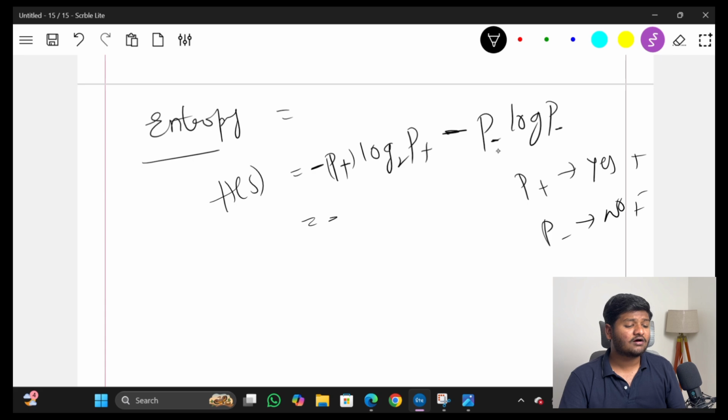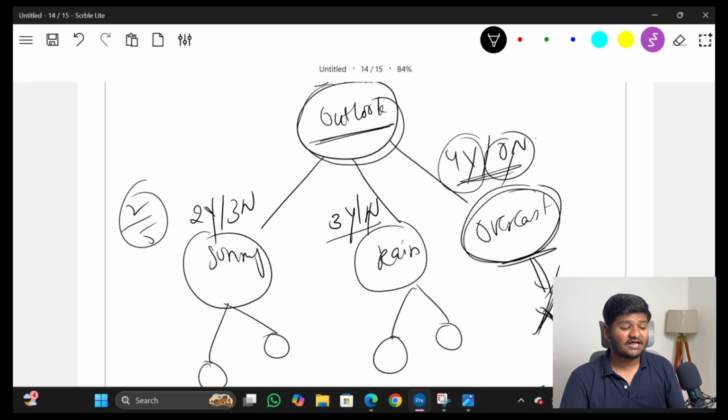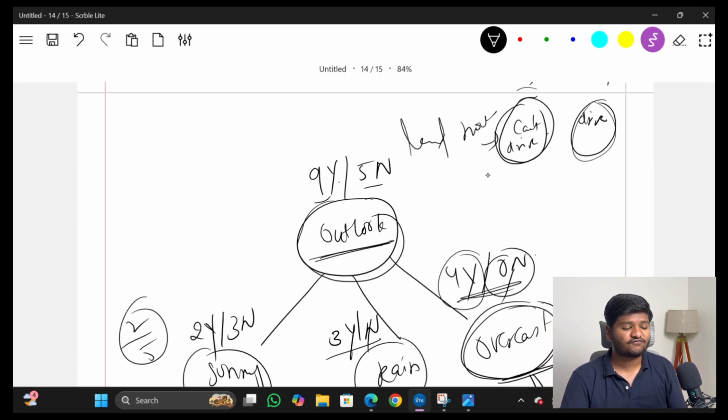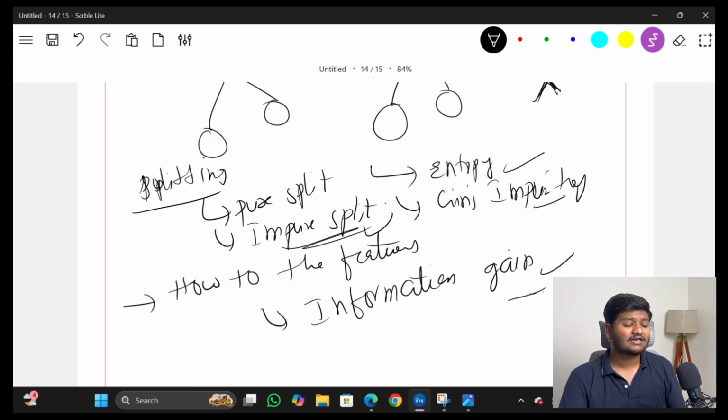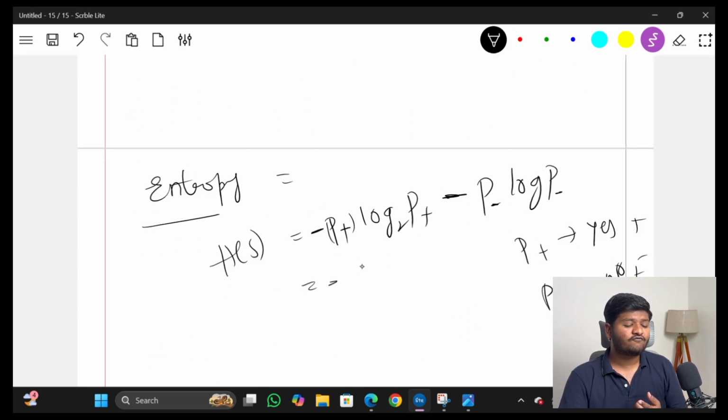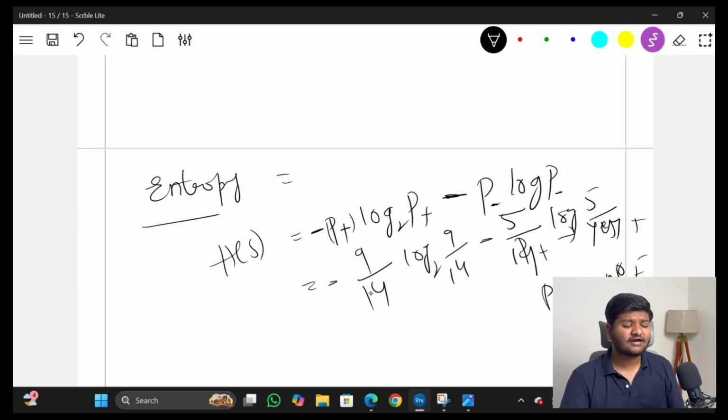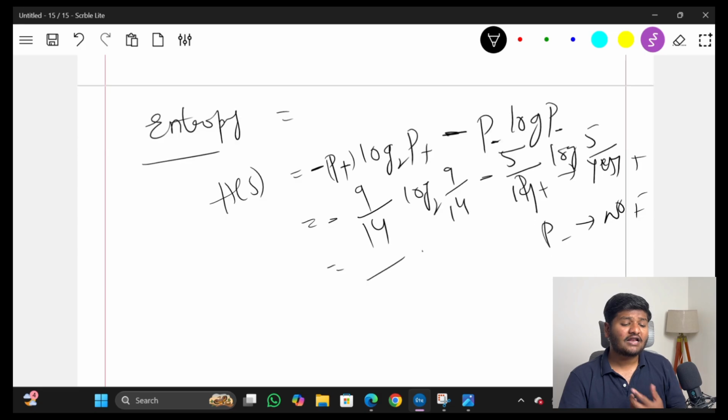Now if I want to calculate this, what is my probability of plus? Entirely, see how many yes are there, 9 yes are there. 9 plus 5, how much? 14. So I can calculate 9 by 14 log 2 9 by 14, minus, how many no's are there? 5 are there. 5 by 14 log of 5 by 14. If I calculate this, I'll typically get some kind of answer. Understood, right?